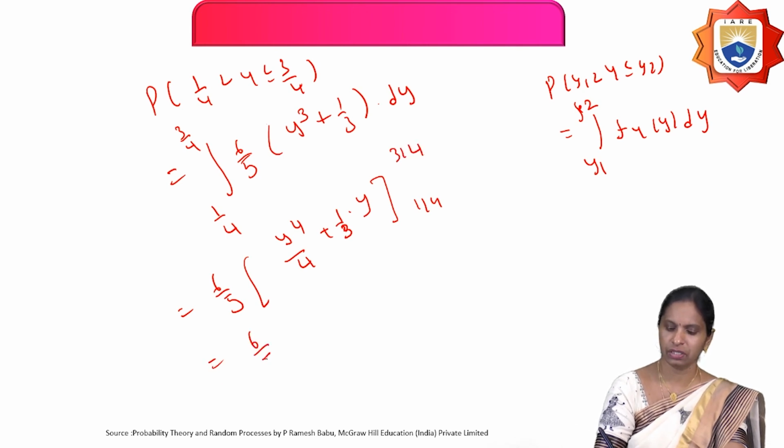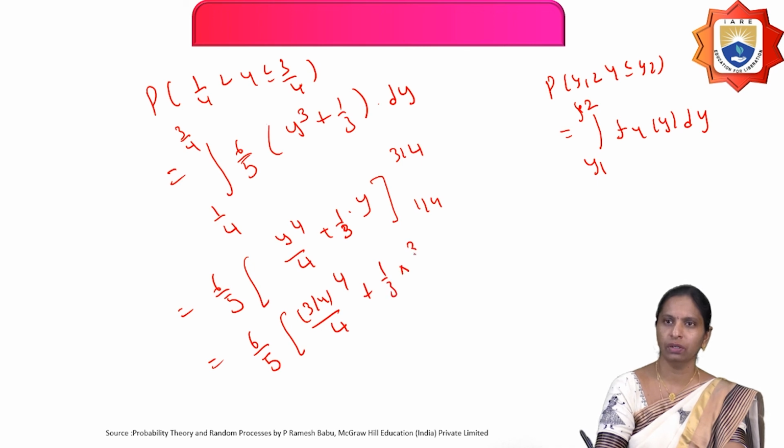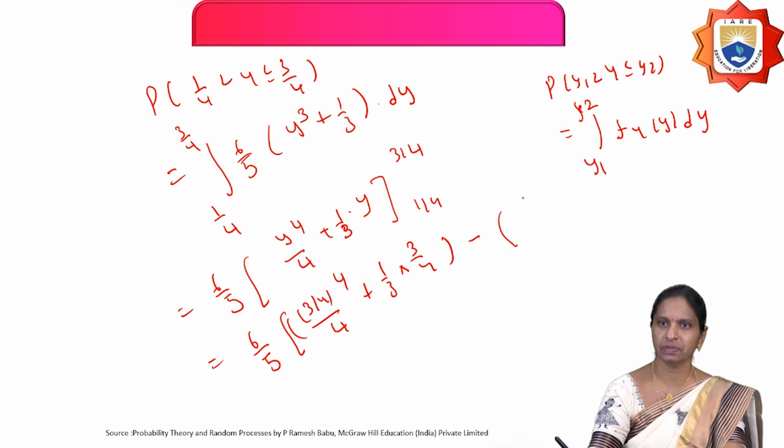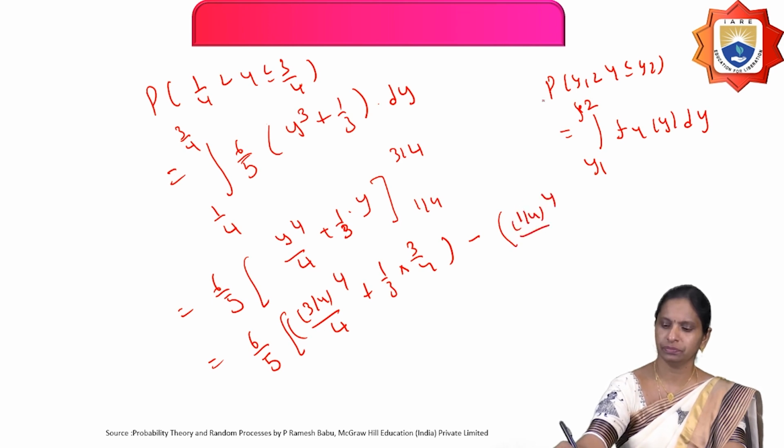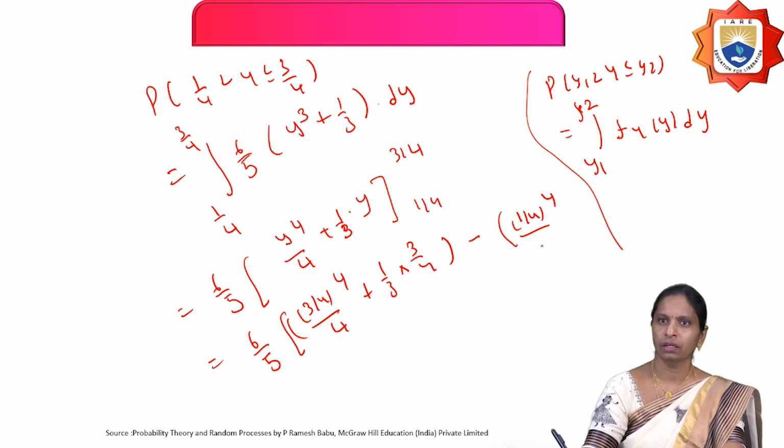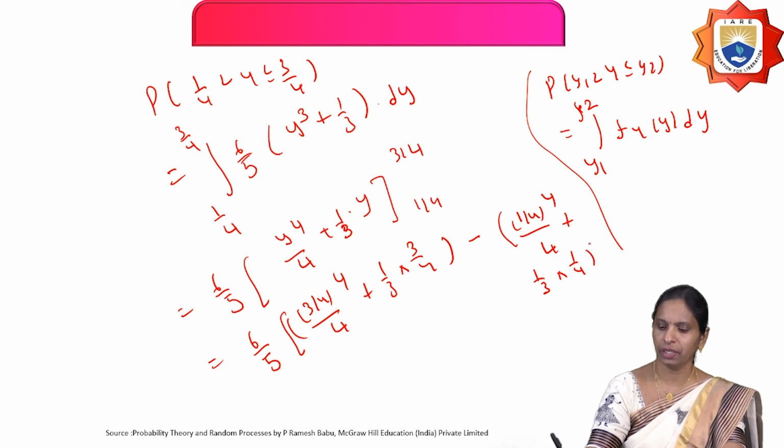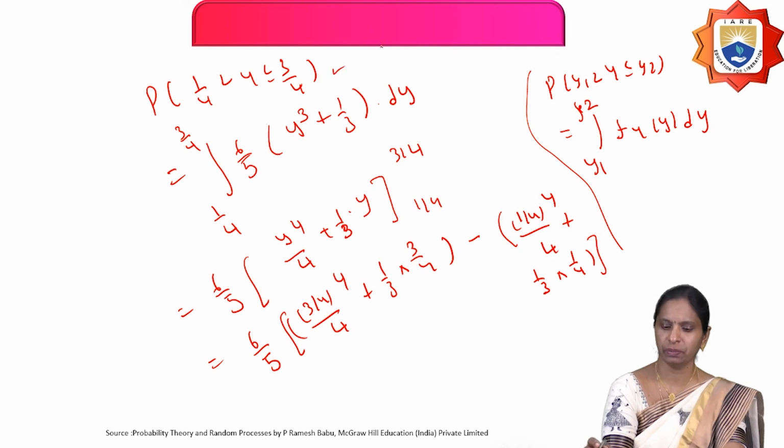That equals to what? 6 by 5 into, substitute the upper limit. So (3 by 4) whole power 4 by 4 plus 1 by 3 into 3 by 4. This is the upper limit minus the lower limit, which is what? (1 by 4) power 4 by 4 plus 1 by 3 into the lower limit, 1 by 4. So like that you can calculate the probability of y taking values from y1 to y2.